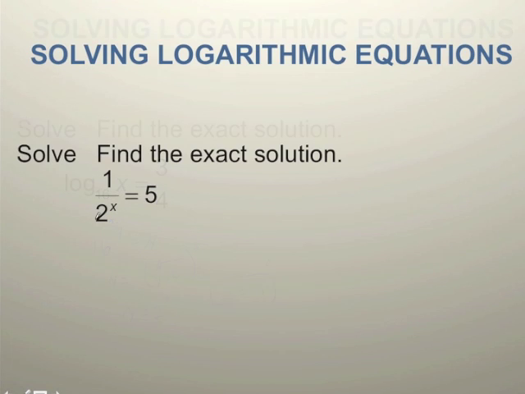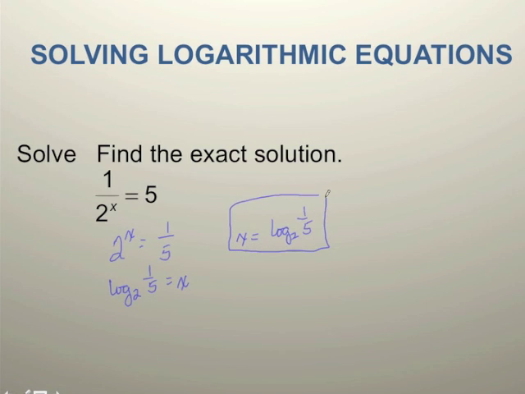We have our solution. Let's get this so we have 2 to the x, and then we can change it to logarithmic form. So 2 to the x, we'll take the reciprocal of both of these, equals 1/5. Now I'll take the log base 2 of 1/5 equals x. And I've actually solved my equation. You can see I have x equals log base 2 of 1/5. And this is the exact solution.